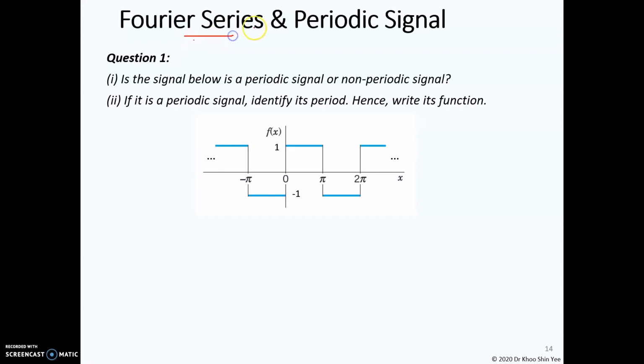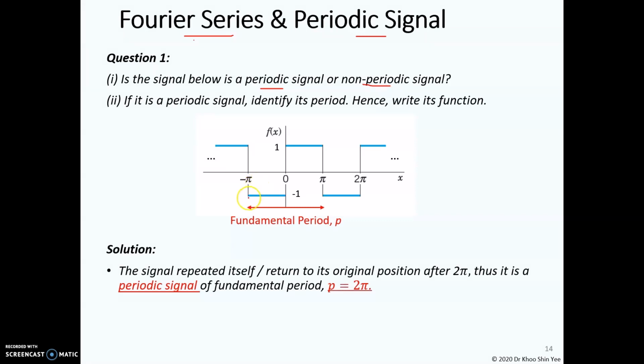You can find the Fourier series for the periodic signal only. Therefore, you must know how to differentiate a signal, whether it's a periodic signal or non-periodic. In this case, the signal repeats itself after 2 pi. So 2 pi is the fundamental period. So it repeats itself from negative infinity to infinity. Therefore, this is a periodic signal with the period equal to 2 pi.